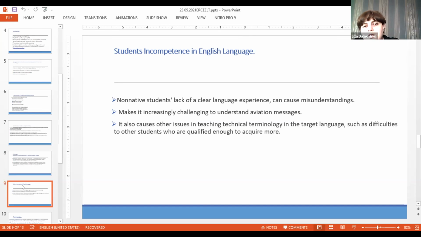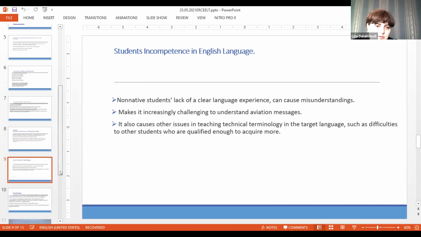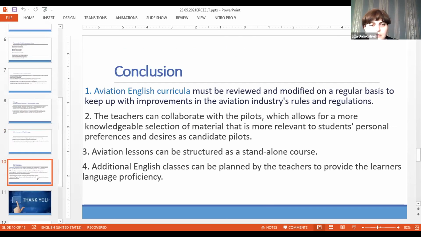For example, there are also other issues in teaching technical terminology in the target language to other students who are qualified enough to acquire more. And for the conclusion, I would say, how to improve and overcome these challenges during the working on the program, which needs improvement every time.